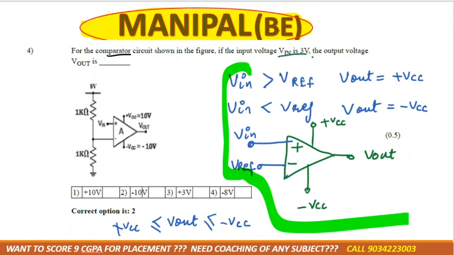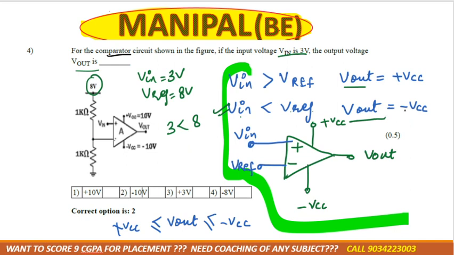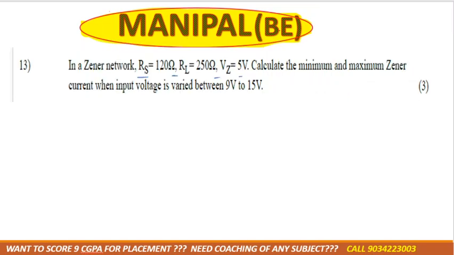They have given V in is equal to 3 volt, and output voltage we need to calculate. And V reference, as I told you, with the negative terminal, V reference is there, and how much they have given? 8 volt. So V reference is how much? 8 volt. So in this case, second condition satisfied, that V in is less than V reference, 3 less than 8. So output voltage would be equal to minus VCC, and minus VCC how much? Minus 10 volt. Okay. Understood this thing?